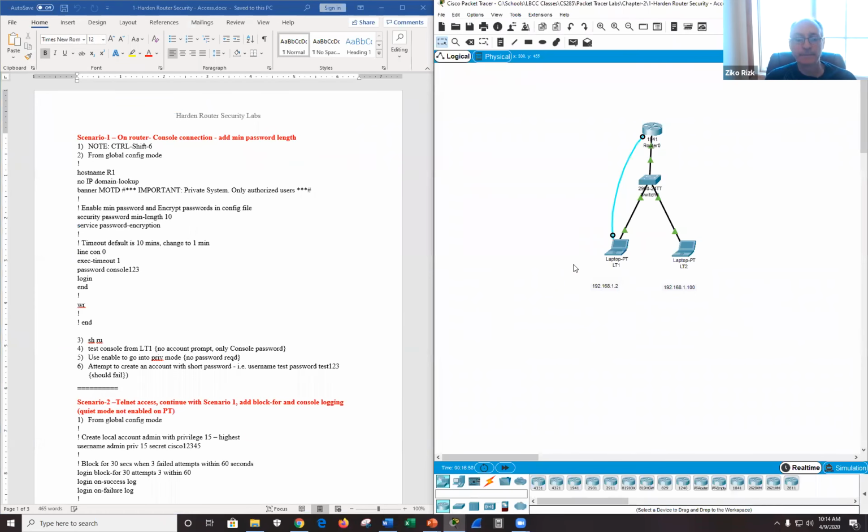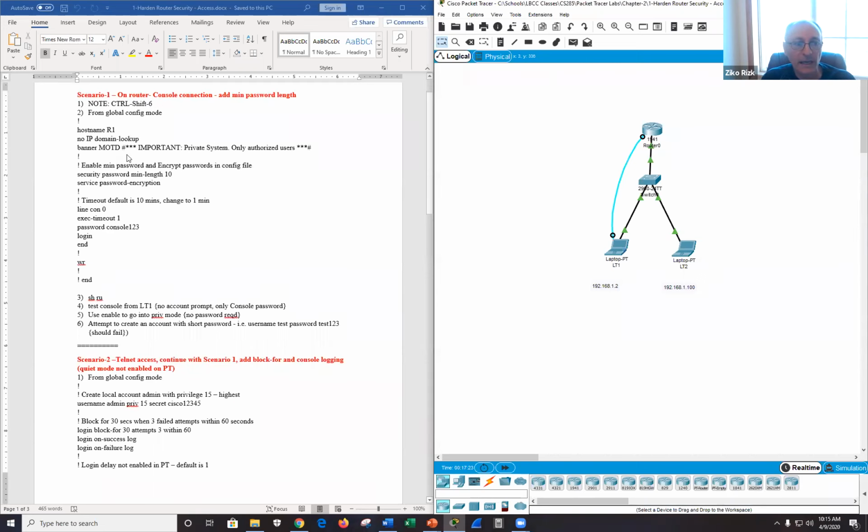And so I have, and this is what I like to do with the labs, snap the Microsoft Word document to the left and snap the Packet Tracer file to the right. That way I can read and do at the same time. So scenario one is we want to secure the console connection, the serial cable connection, the Yost cable connection. And I'm going to start from the top. And if you have any questions, please do ask.